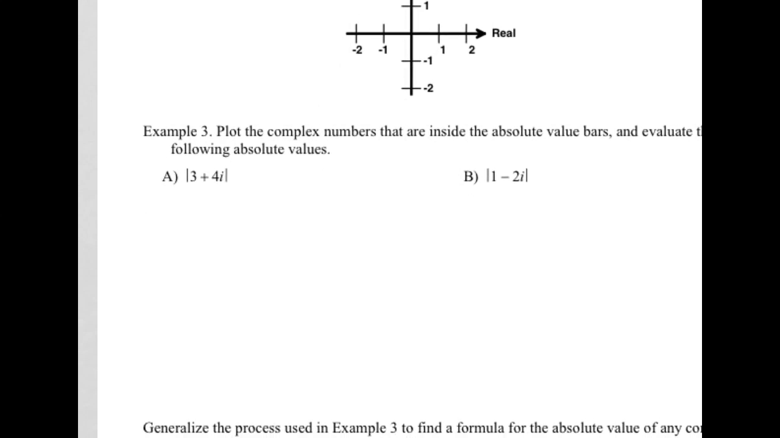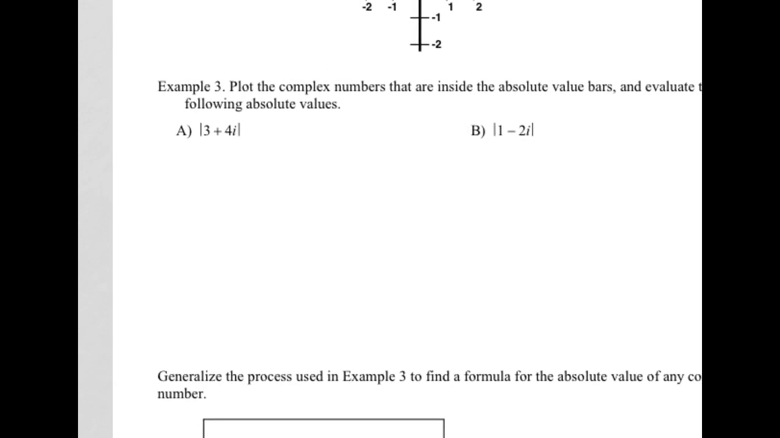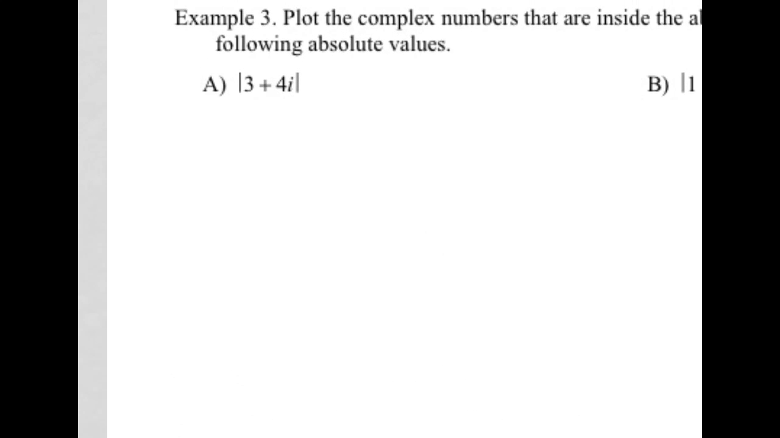So in example 3 it says plot the complex numbers that are inside the absolute value bars and evaluate the following absolute values. So I'll set up the complex plane here. Let me just do that in, say, purple. So here's my complex plane. I'm just showing that portion so I can really see the 3 plus 4i. So 3 is the real component, that's in the real direction. 4 is the imaginary component, that's in the imaginary direction. So 3 plus 4i is talking about this point right here. Straight up from the 3, straight over from the 4.